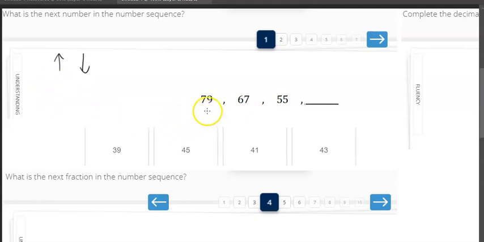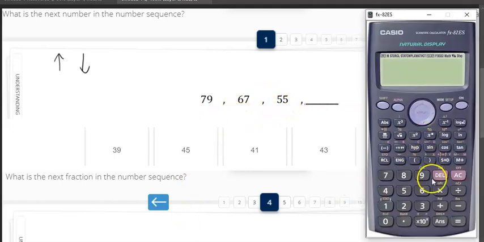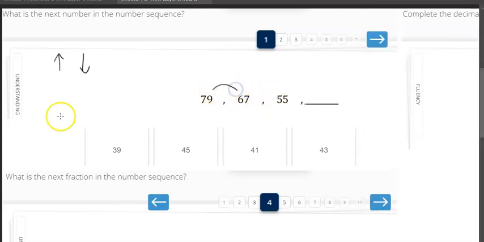In this case here, from 79, this is going to 67. So we know that this number pattern is going down by a certain amount, and it's going to go down by a certain amount each step. To figure this out, on your calculator, find out what 79 take away 67 is. 12. So we know that this is going down by 12. We're subtracting 12 each time.